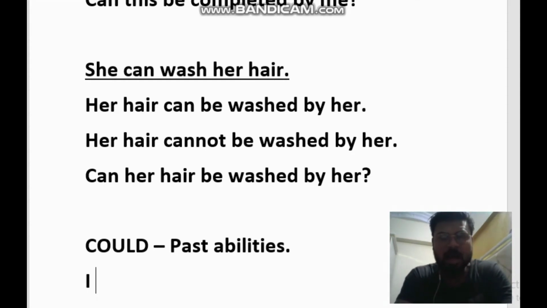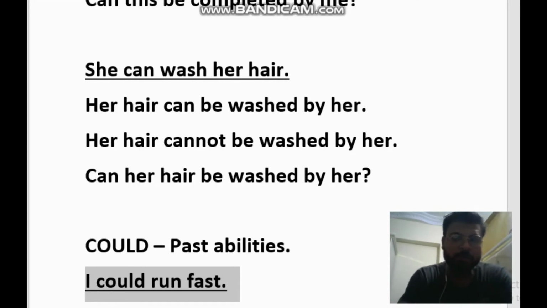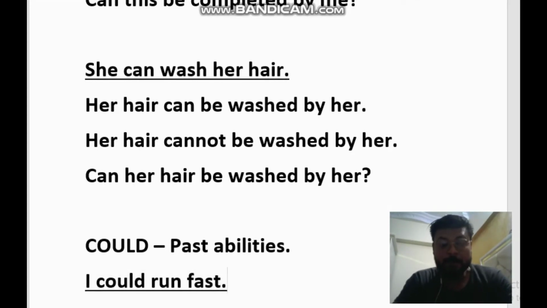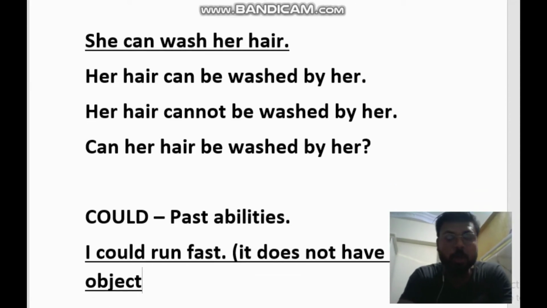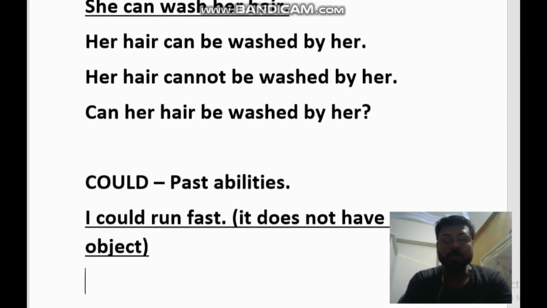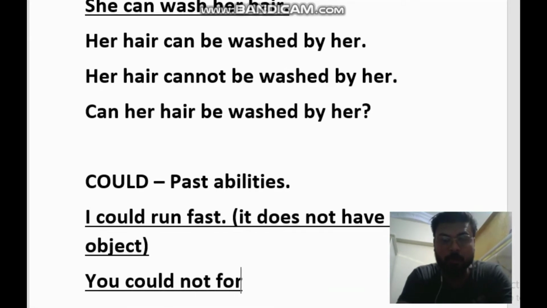So if I say I could run fast, how are you going to form its passive? At first tell me, can you even form its passive? Definitely not. Why not? Because it does not have an object. So you cannot form its passive.